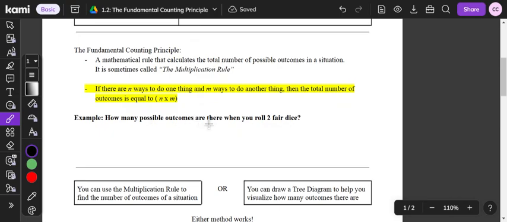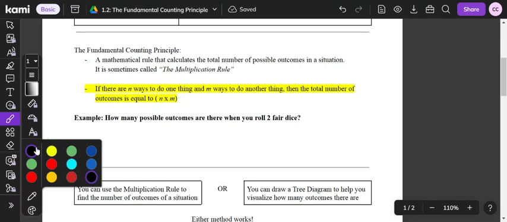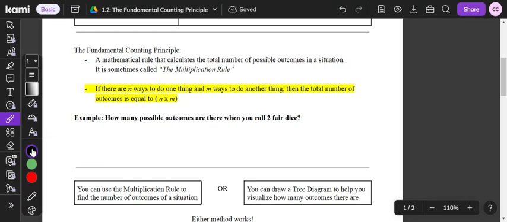How many possible outcomes are there when you roll two fair dice? Now remember, I'm rolling two now. On the first die, I have a 1 through 6, right? I could get a 1, a 2, a 3, a 4, a 5, or a 6. There are 6 outcomes. On the second die, there are also 6 outcomes. So in total, there must be 6 times 6 possible outcomes. So according to the fundamental counting principle, there are 36 possible outcomes.